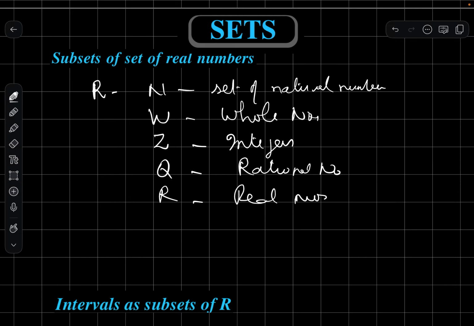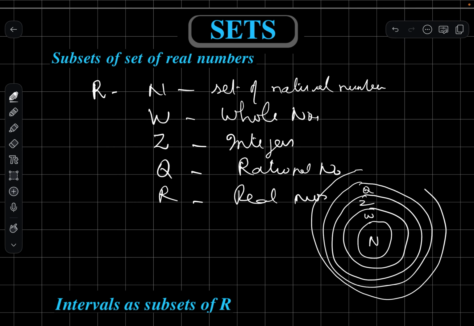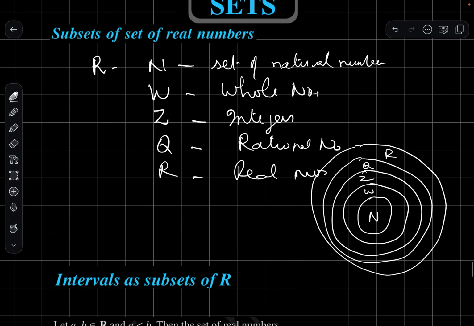This you can understand by drawing a Venn diagram, isn't it? First one will be N. Then the next one will be W, whole numbers, then Z, integers, and then Q, rational numbers, and the largest one will be R, real numbers, which contains everything. Sorry for the diagram, it's not a perfect circle, forgive me.